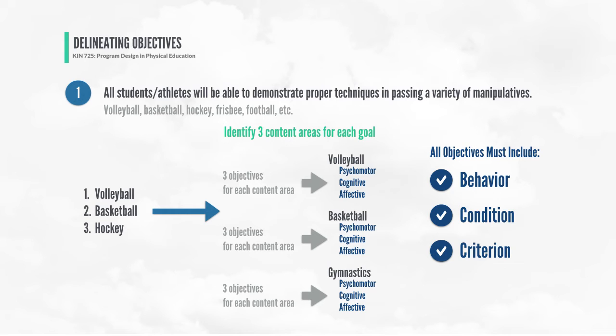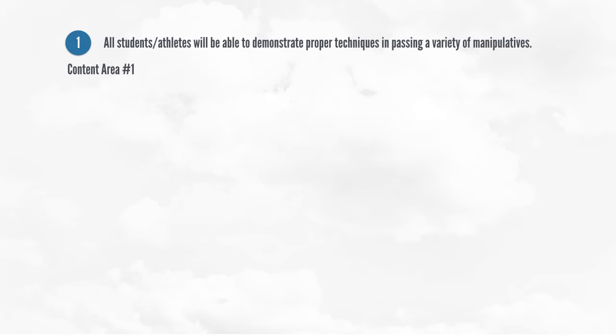In order to ensure this, they must identify a clear behavior, condition, and criterion. For example, if we were to use our goal statement number 1 and identify our content areas, we'll then develop our objective statements. It may look something like this.